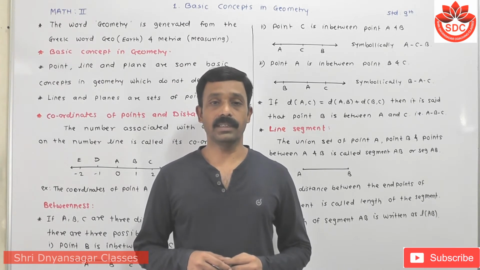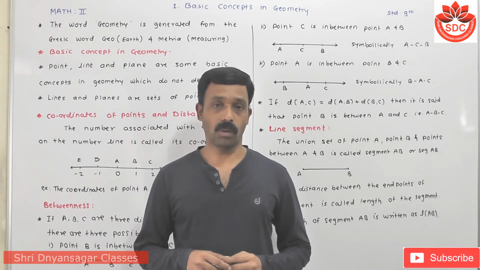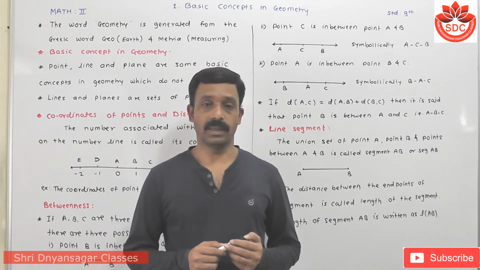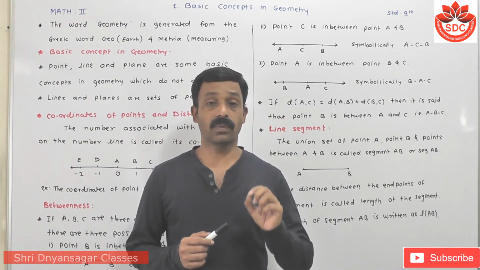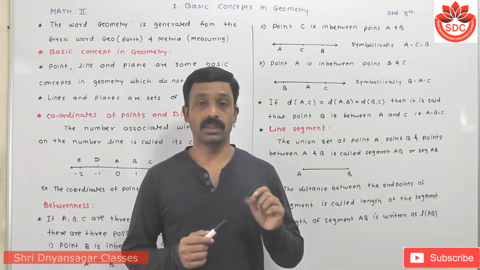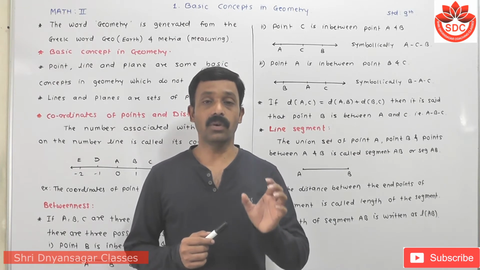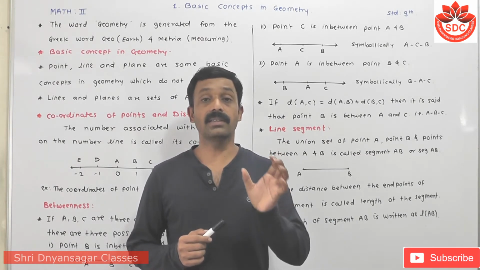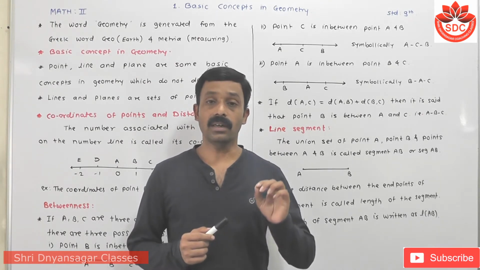Students, today we discuss mathematics part 2 of standard 9. The first chapter is basic concepts in geometry. Students, first I have to introduce geometry. The word geometry comes from the Latin word geo plus metria. Geo means earth and metria means measurement. So earth measurement is geometry.